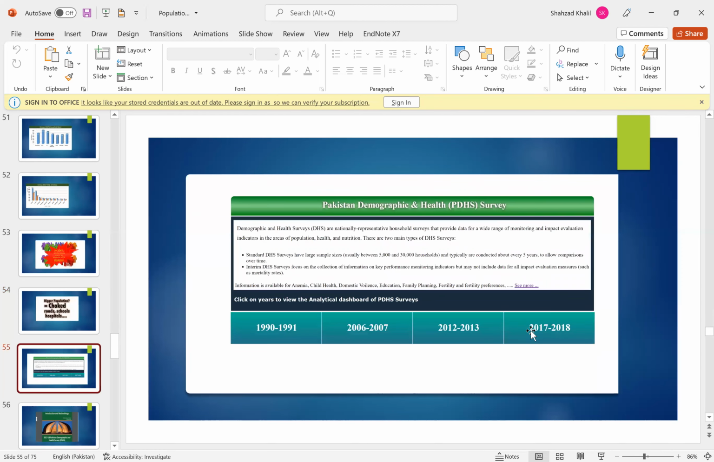Second is the Pakistan Demographic and Health Survey, PDHS. PDHS are nationally representative household surveys that provide data for a wide range of monitoring and impact evaluation indicators in the areas of population, health, and nutrition.